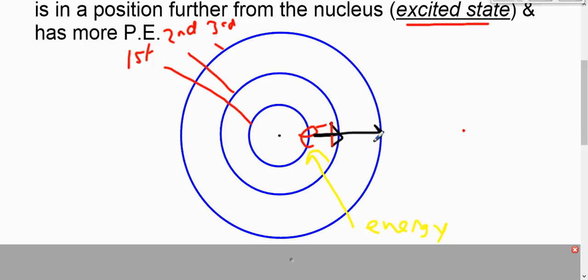I'm not drawing more energy levels, but if there were a fourth or a fifth, pretend these are rings that go around the whole thing, and an electron could potentially move further away. It's just however much energy it absorbs. Now let's just say this electron's up here, and this would be considered the excited state.